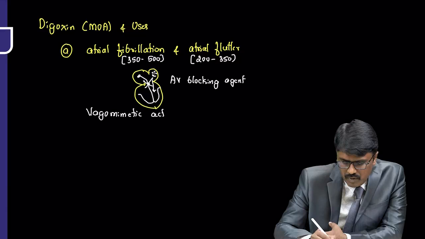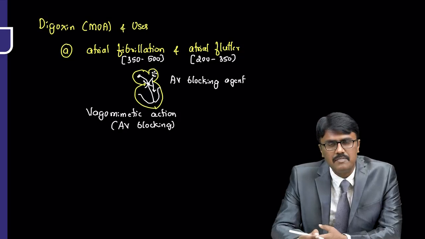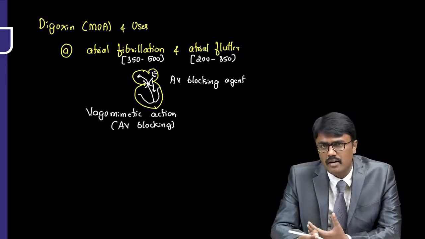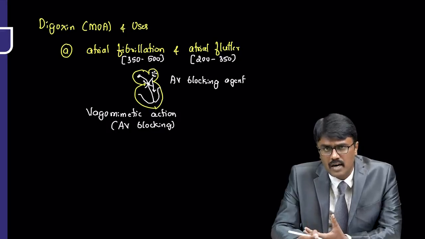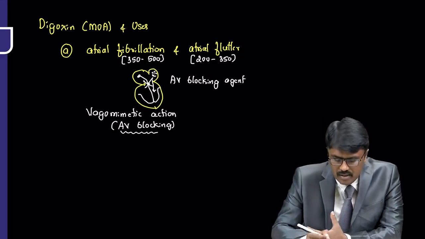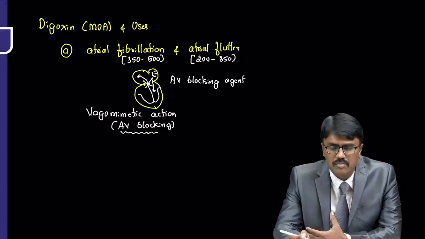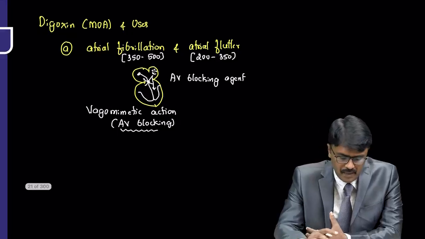Vagomimetic action is nothing but AV blocking property. Remember, vagus is the 10th cranial nerve and it is parasympathetic, and just memorize what parasympathetic does in the heart. It decreases the heart rate, it decreases the conduction, and it has AV blocking property. That's the reason we use it in atrial fibrillation and atrial flutter.